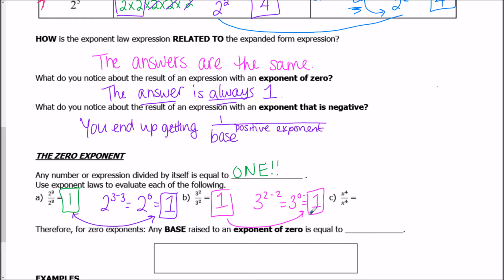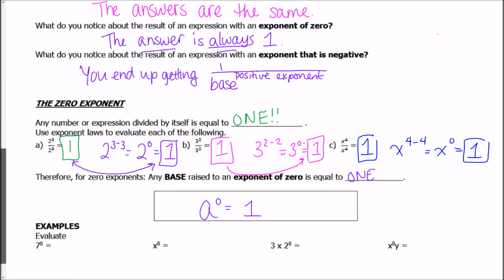All right? And then our last one that we have here is x to the power of 4 divided by x to the power of 4. It's the same thing divided by itself, so I should get 1. But when I subtract my exponents, I get x to the power of 0, which is 1. Okay? So therefore, any base raised to an exponent of 0 is always, no matter what, going to be equal to the number 1. Okay, so let's write out a to the power of 0 is equal to 1 right here. Now let's take a look at some examples, because some of these are a little bit trickier.